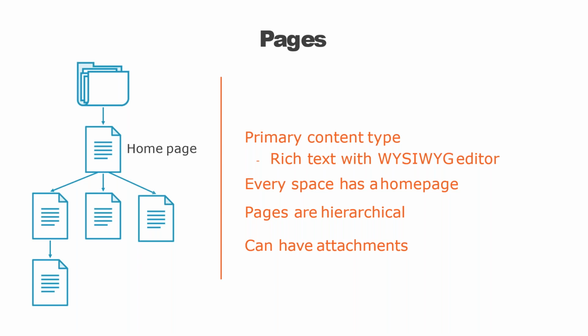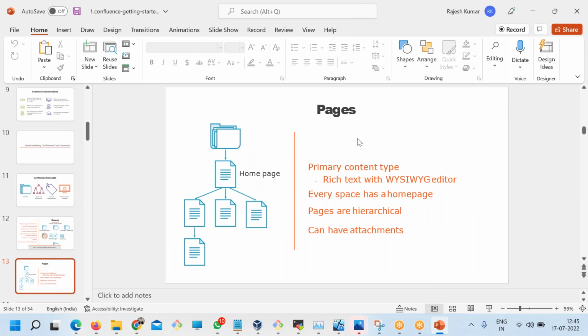So pages are basically a rich editor. We call it WYSIWYG, right? Word is also WYSIWYG, a rich editor like Word. Here we call it pages. Every space will have a home page, and after that pages are hierarchical. And each page can have attachments also. That's pages. Now let me show you the pages here.